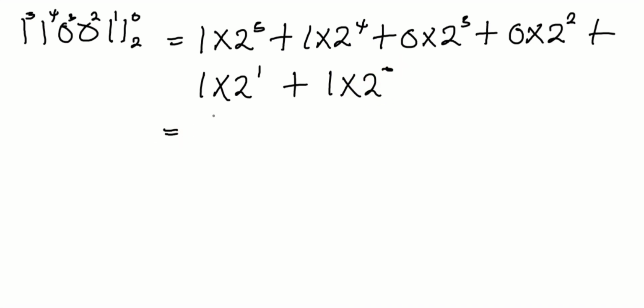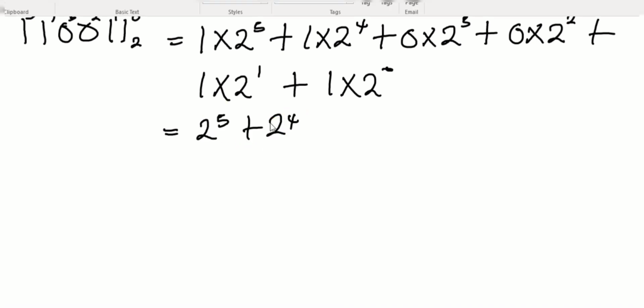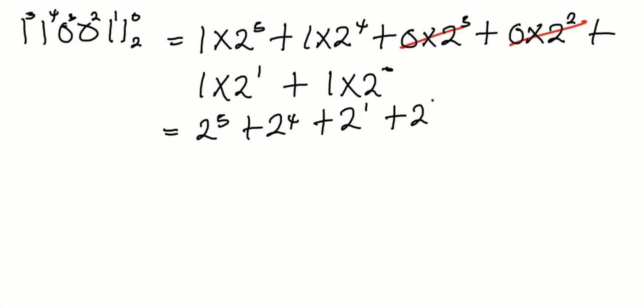So we have 2 raised to the power 5 there, plus 2 raised to the power 4. Now 0 times anything is still going to give you 0, so this will cancel and this will also cancel there. So we have 2 raised to the power 1 plus 2 to the power 0, and that's going to be equal to: 2 raised to the power 5 is 2 times 2 is 4, 4 times 2 is 8, 8 times 2 is 16, 16 times 2 now is 32.